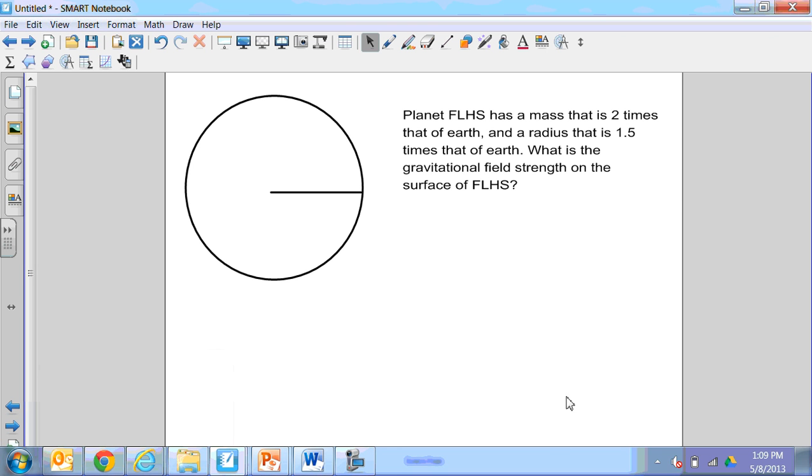Okay, this question says planet FLHS has a mass that is 2 times that of Earth and a radius that is 1.5 times that of Earth. What is the gravitational field strength on the surface of FLHS?